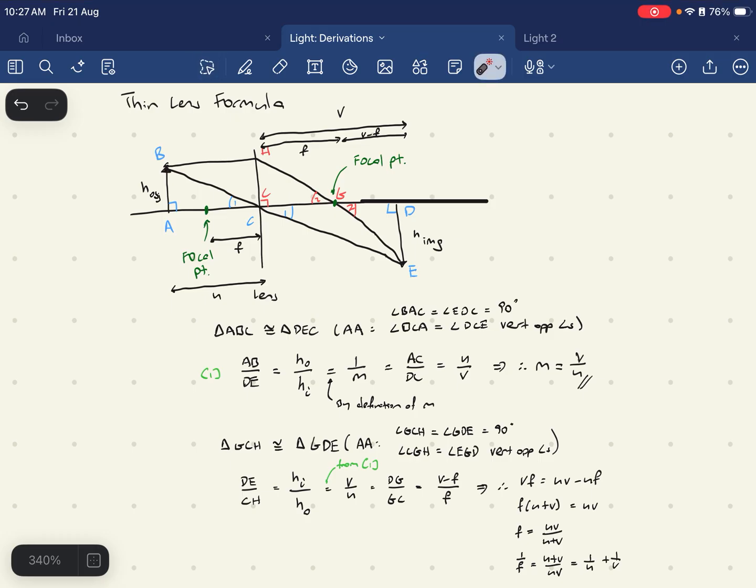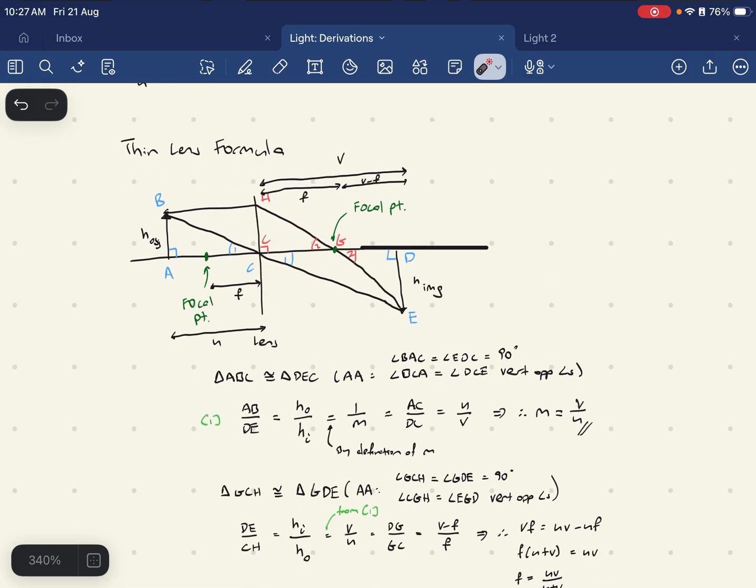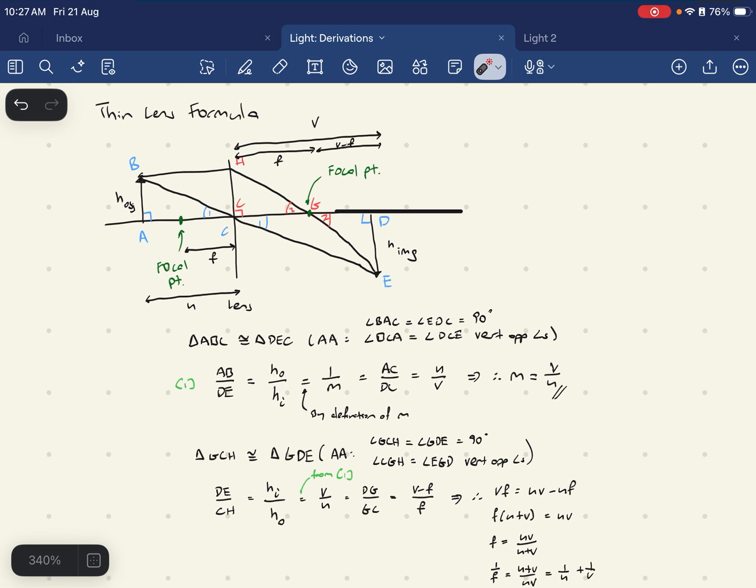Okay, so this formula is called the thin lens formula, and it's really useful because it tells you the relationship between the object distance to the lens, the image distance to the lens, and the focal length, which is the distance between the optical center and the focal point. This thin lens formula you can derive very easily just by considering the geometry of the lens.